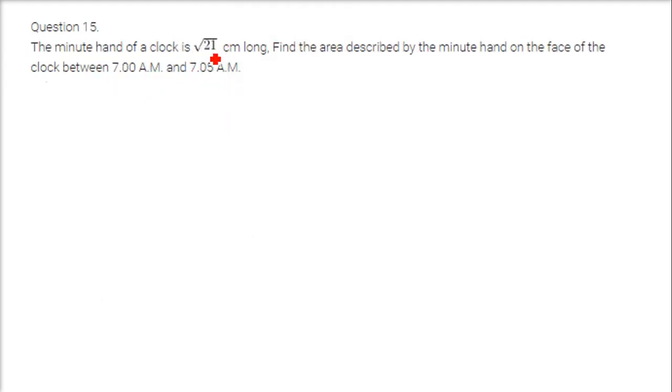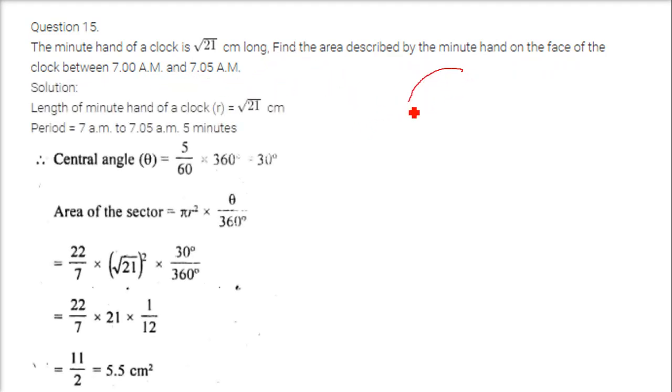A minute hand of a clock is root 21 centimeter long. Find the area described by the minute hand on the face of the clock between 7 am and 7:05 am. So first of all, you have to understand this, that a minute hand, if it is here, it will take 60 minutes to turn around 360 degree. So in 60 minutes, this minute hand rotates 360 degree, right?